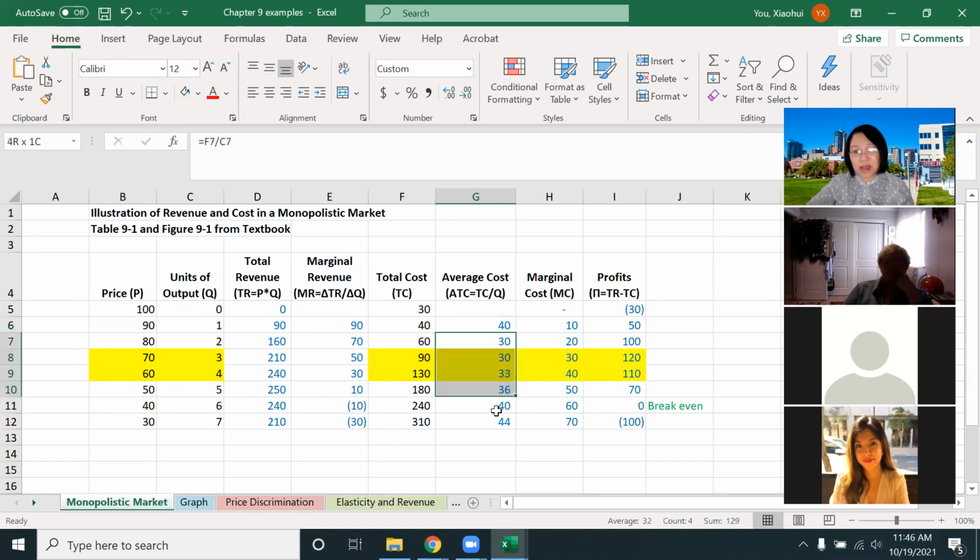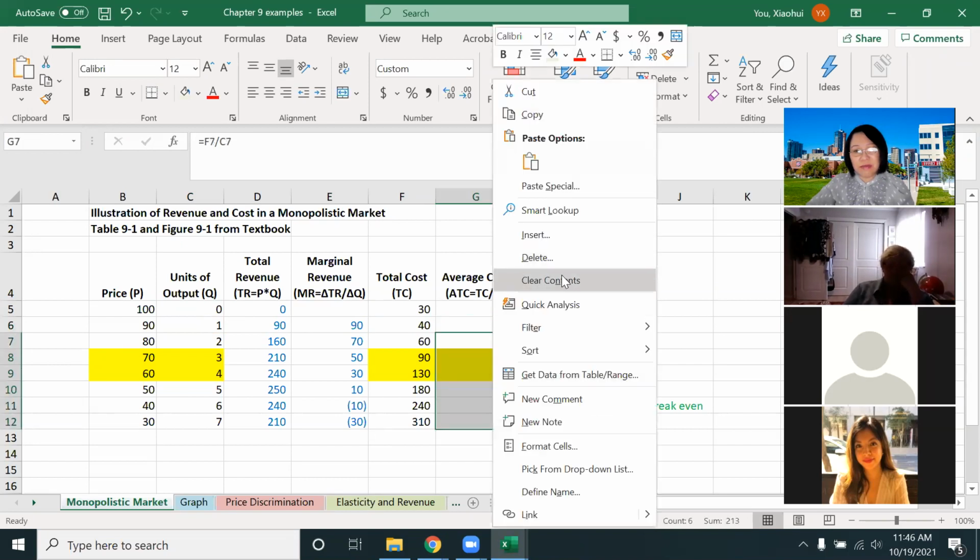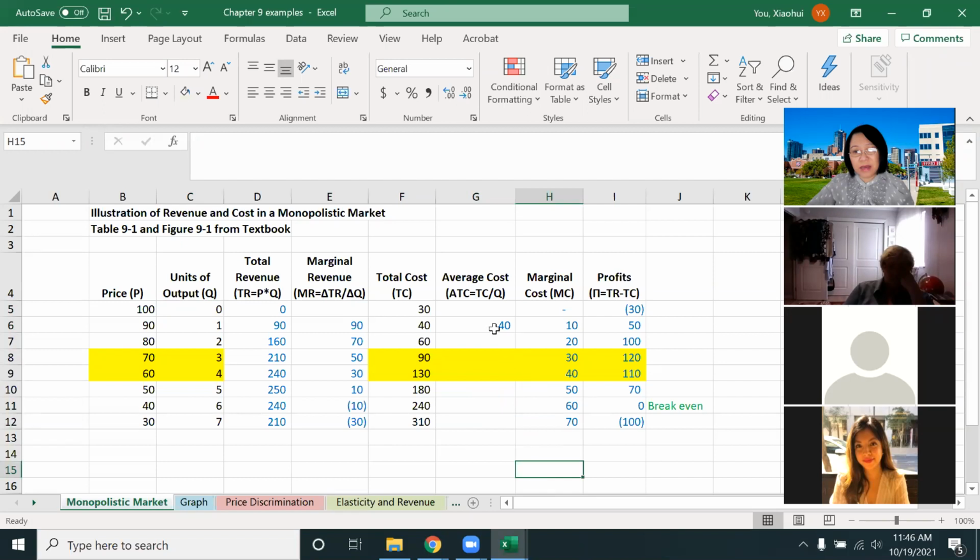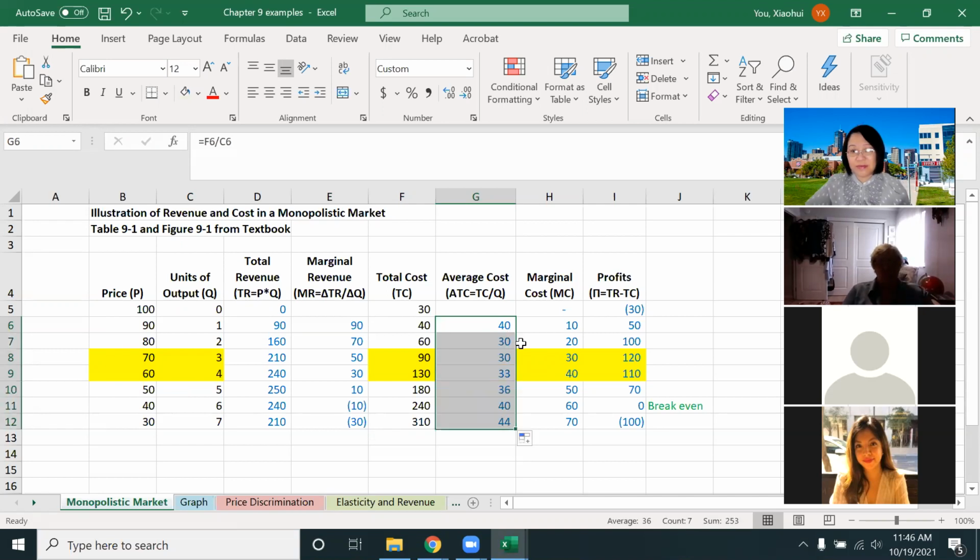If we clear the content, but we already calculated this one, choose this cell, move the cursor to the corner. I just play lazy and double click here. See, it also calculates for you. So this is how to calculate average cost. And then marginal cost. I didn't put the formula here.